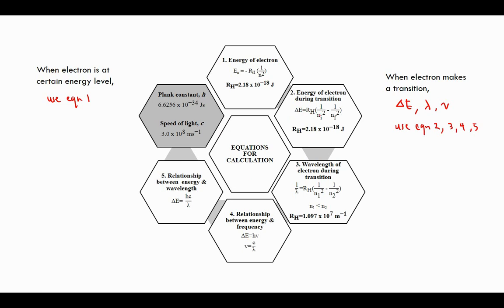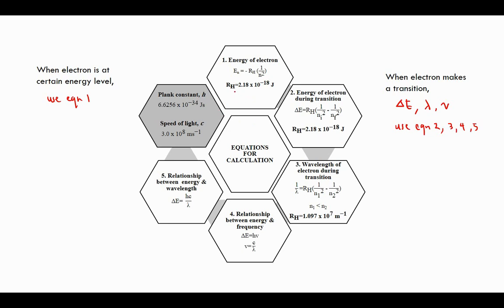Okay, so kat sini beza antara equation 2 untuk delta E and equation 4 untuk delta E. Okay, for equation 2, we know the transition of electron. Kita tahu nilai N. So, you can use equation 2. Okay, but for equation 4, kalau kita tak tahulah nilai transition dia. Nilai N untuk elektron tu. Tapi, jawapan akhir tetap samalah.